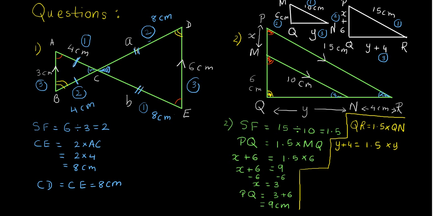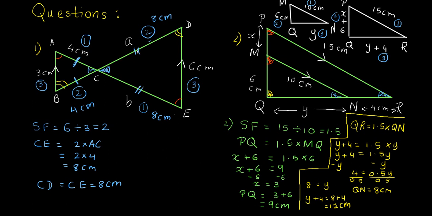So I'm going to get rid of the smaller coefficient. The smaller coefficient is y, that's 1y, so subtract y from both sides. That gives me 4 equals 0.5y. So I divide both sides by 0.5. So y is equal to 8. So y is 8 centimeters. So QR is y plus 4, which is 8 plus 4, is 12 centimeters. So QN will be 8 centimeters and QR will be 12 centimeters.